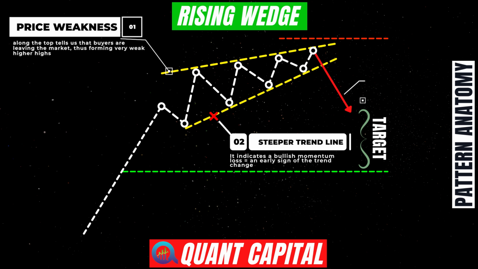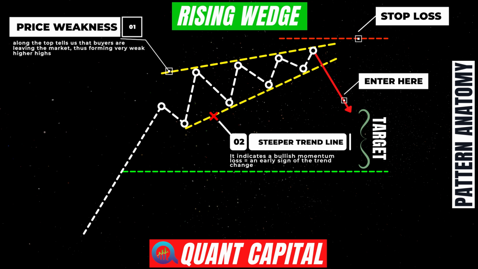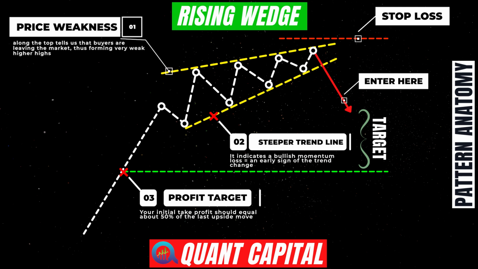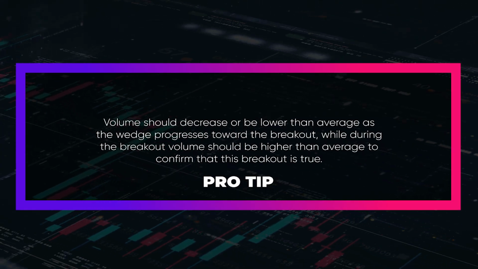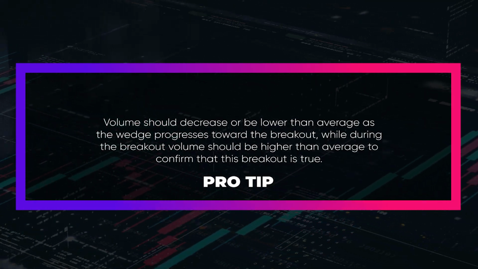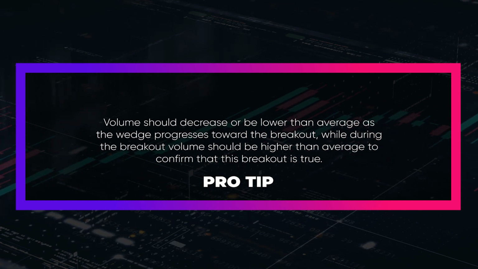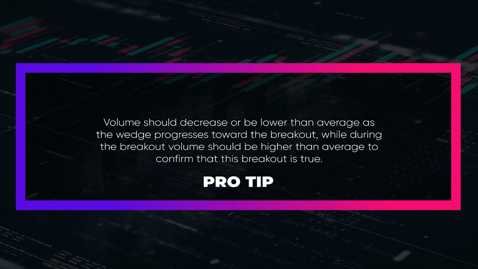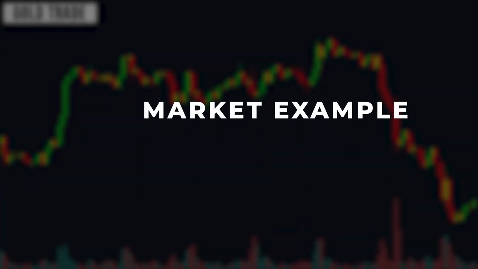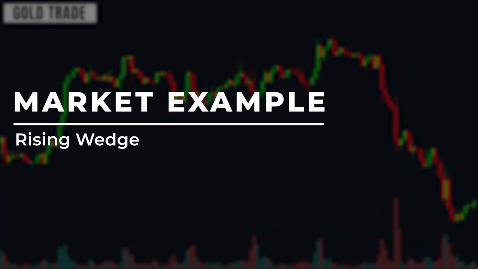So, our entry will be on the initial breakout candle. Stop loss should be placed above the recent swing high. When it comes to profit targets, we recommend you target about 50% of the last upside wave. And here's a pro tip: volume should decrease or be lower than average as the wedge progresses towards the breakout, while during the breakout volume should be higher than average to confirm that this breakout is true. For now, let's see the market example of the given pattern.